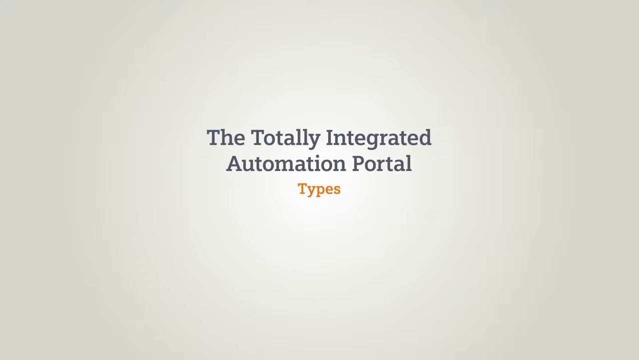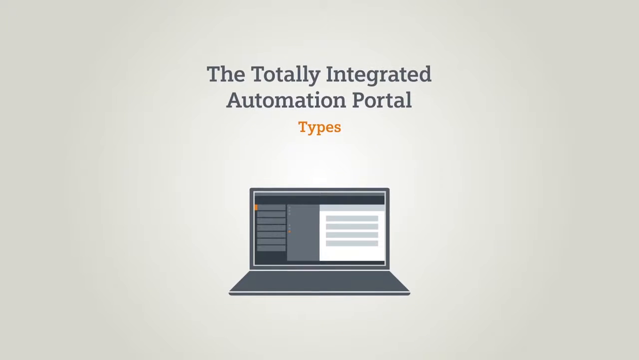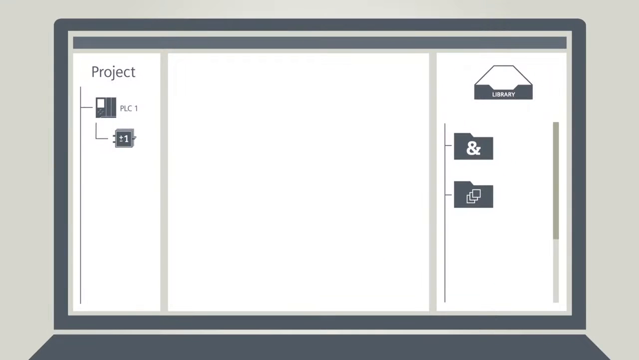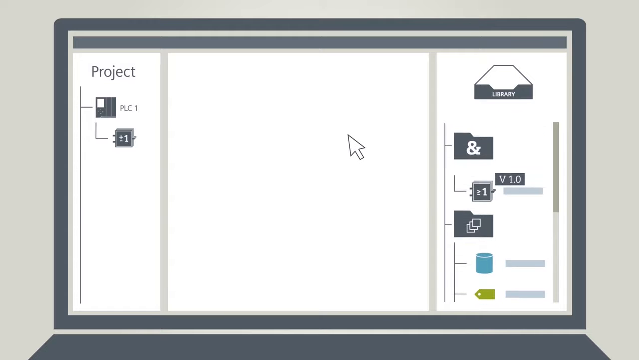In this chapter you will learn when and how to use types in TIA Portal. Types is one of two ways of using the libraries integrated in TIA Portal. The other is known as master copies. In other words, when storing an object in your library, you can choose whether you want to save it as a master copy or as a type.